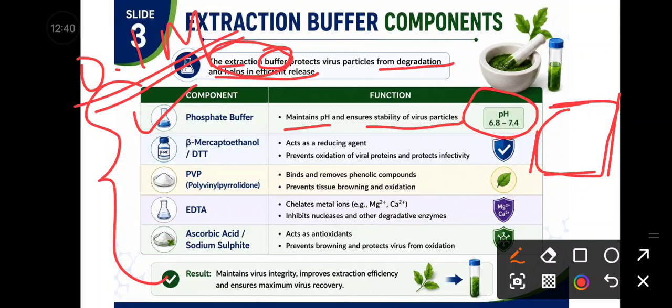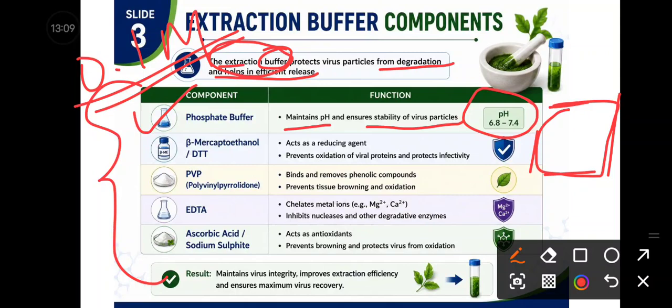This can be asked in MCQ based questions like ASRB NET as well as the ASRB exam, that which buffer is mostly used for the extraction of plant viruses. That is phosphate buffer, mostly at alkaline pH. So alkaline phosphate buffer enhances the virus yield, maintains pH and ensures stability of virus particles.